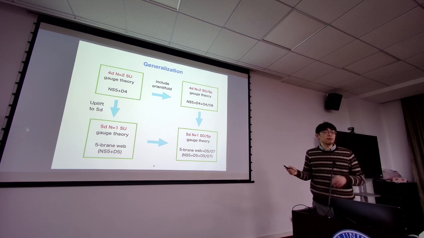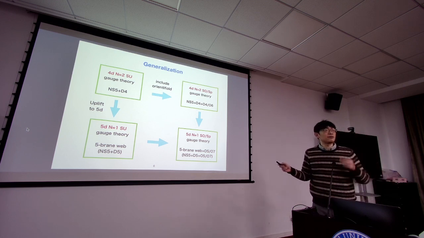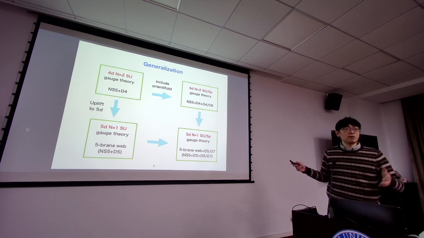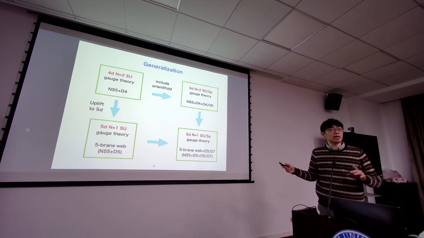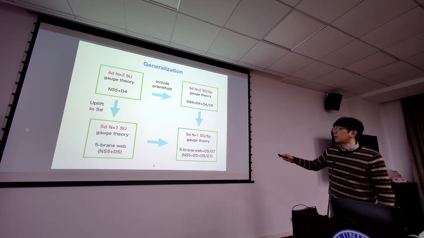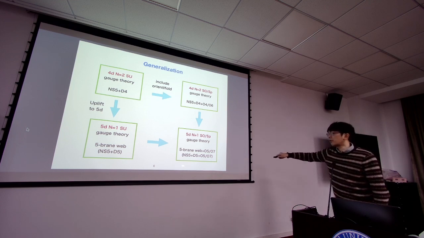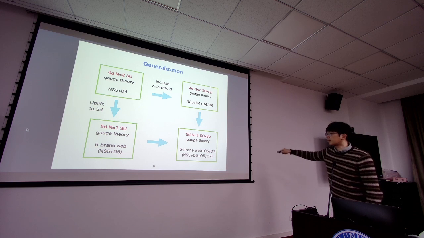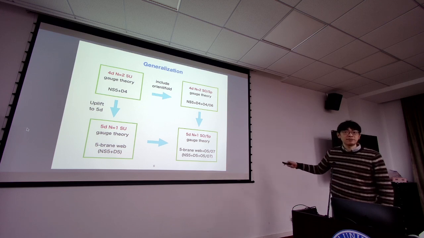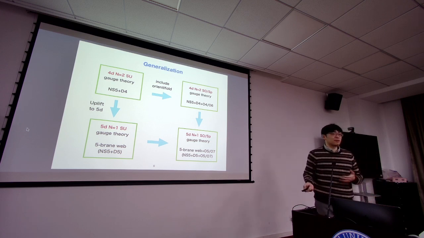Or, as I mention later, we can also consider SU gauge theory with hypermultiplets in non-trivial representation, like antisymmetric representation or symmetric representation. And if we combine these two generalizations, we obtain 5D with orientifold, and this is what my collaborator and I did. So this is the story of this talk.